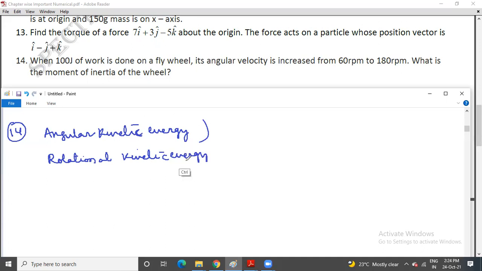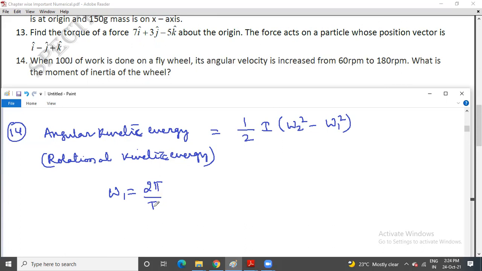This one is equal to, it is just like the work energy theorem, half I omega 2 square minus omega 1 square. So how do we find omega 1? They mentioned the angular velocity increases from 60 to 180 rpm. So omega is 2 pi by capital T. You might know that time period and frequency are inversely proportional for 1 second calculation. So 2 pi f1, let me write. This is for 1 second calculation, but in the question they mentioned revolutions per minute, so you have to divide by 60.